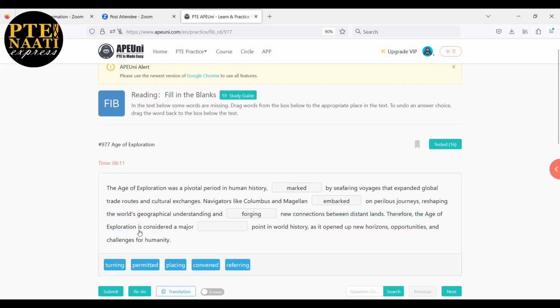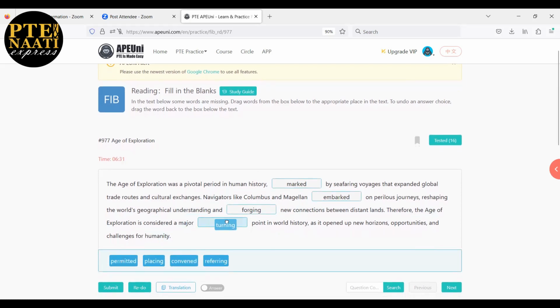Therefore, the age of exploration is considered a major blank point in world history. How do we describe something like that? What kind of point? A major referring point? A convenient point? A placing point? A permitted point? There is a better word: a turning point in world history. It also opens up new horizons and opportunities.